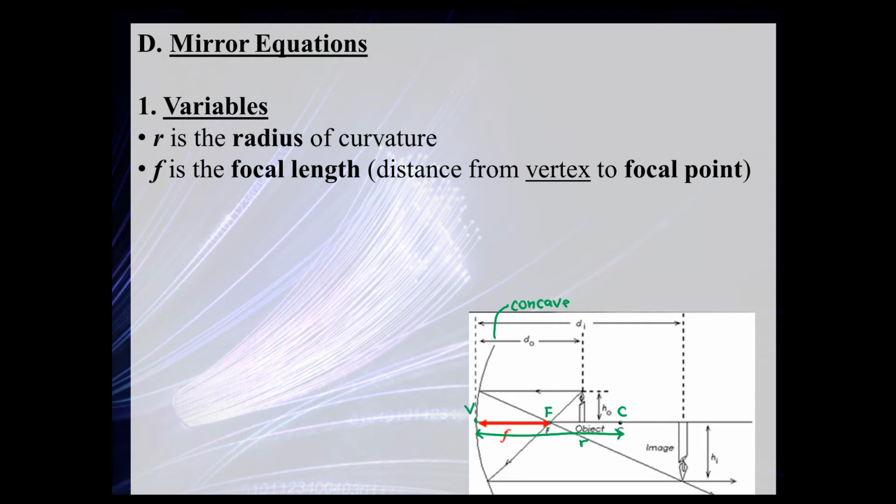F is what we call the focal length. And the focal length, as you can see in the diagram, is that red arrow. It's the distance from the vertex of the mirror to the focal point.